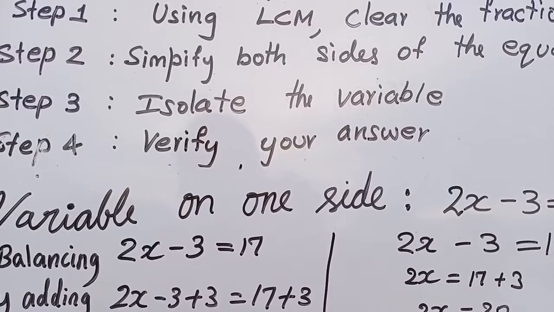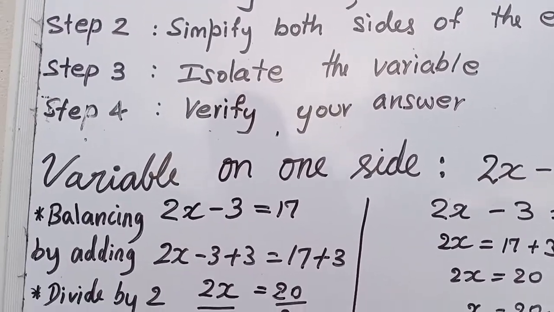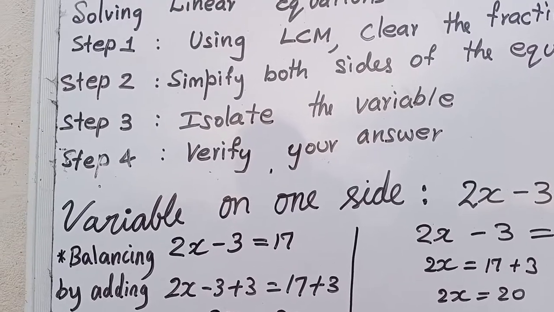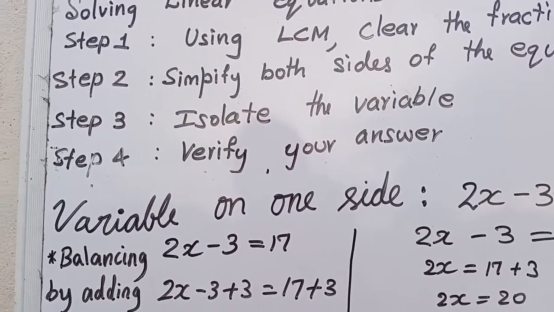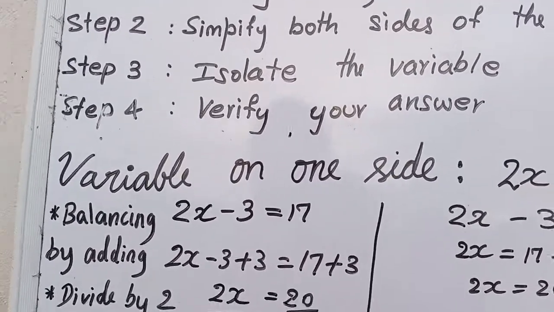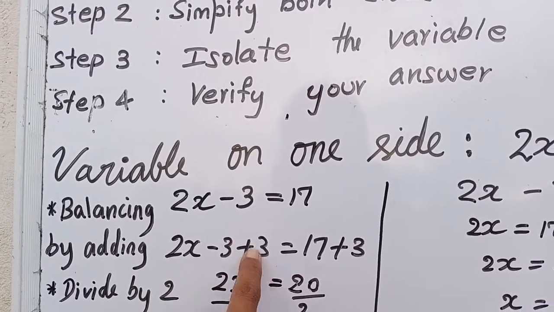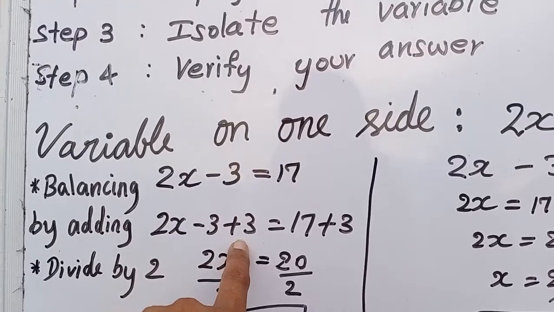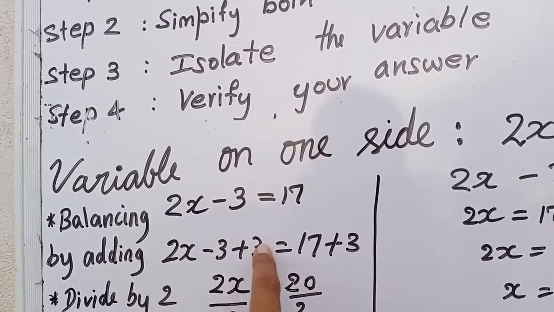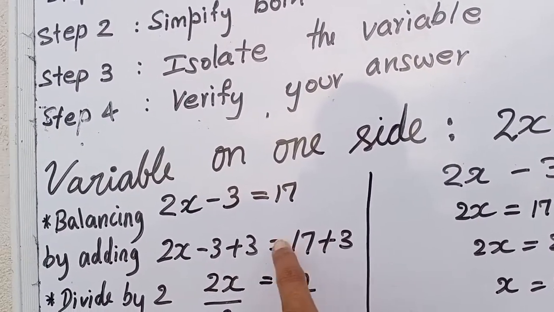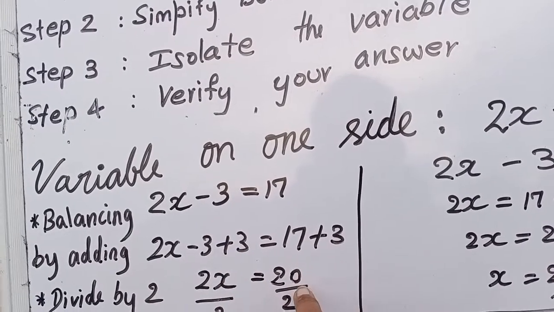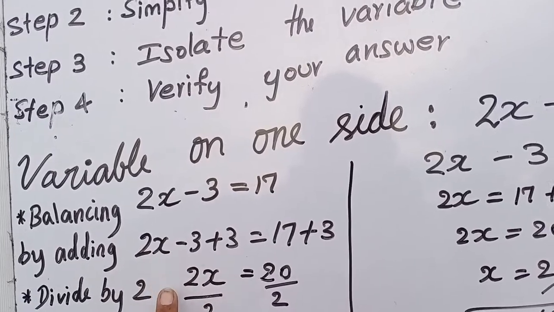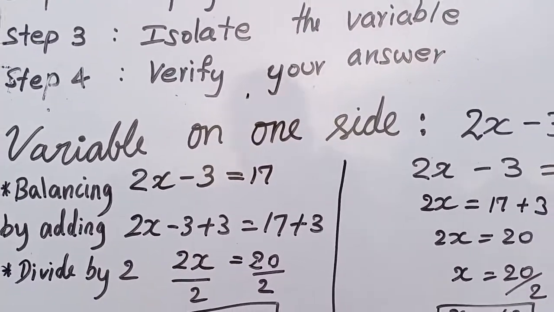Here there is no fraction, so no need to simplify. So we are going for the third step, isolate. Now I want to separate the x variable. How can I separate it? Already minus 3 is there. If I add plus 3, only 2x will be left. So I am going to add plus 3. Whatever I do, I should do for both sides, so plus 3 on both sides. The right side has become 20. Here the minus 3 and plus 3 got cancelled. 2x is equal to 20.